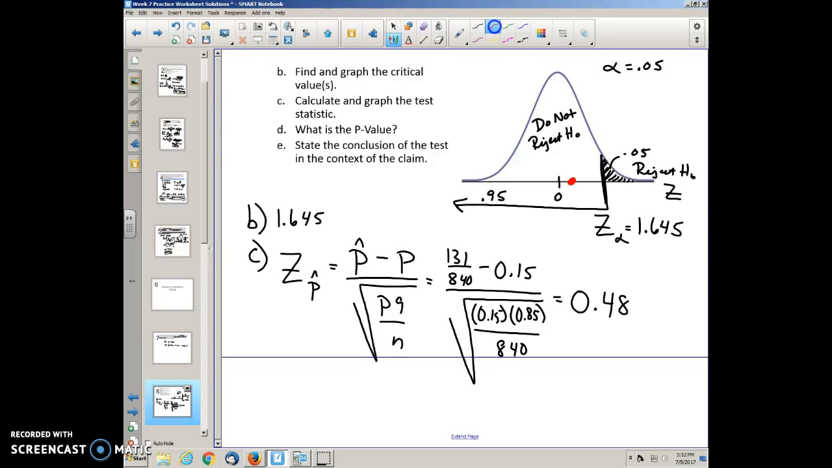Well, we're not in the region of rejection. We're not in that tail. So we're going to say, do not reject the null hypothesis. So here's our z sub p hat, which is that 0.48.